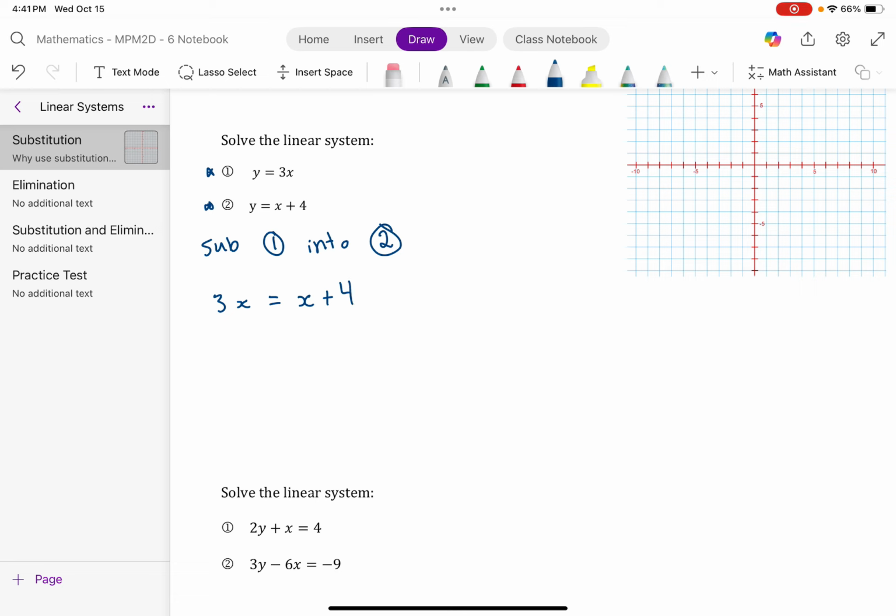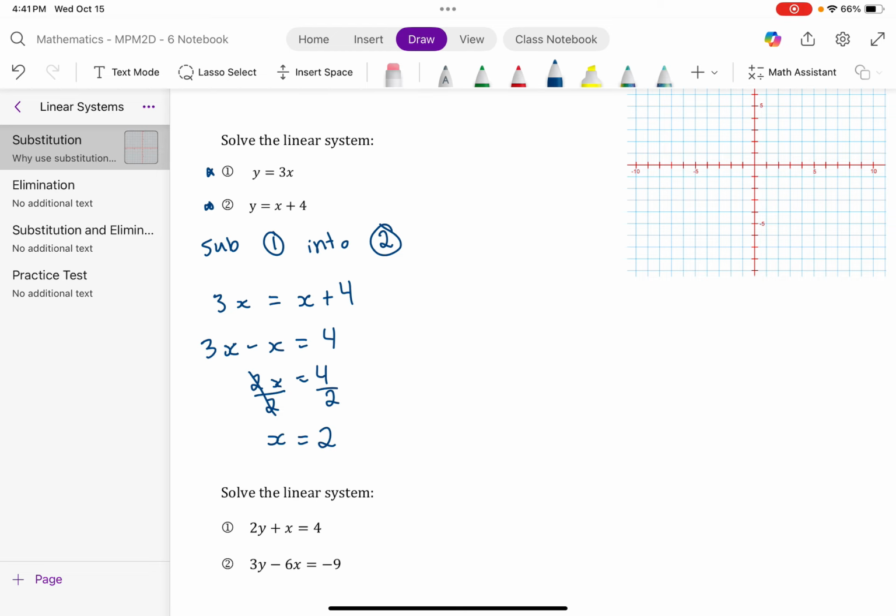Now we have actually gotten rid of the y variable altogether, and we can solve for what x is equal to in this instance here. So to do that, we can start by collecting like terms. We'll move that x term over from the right side of the equation to the left. It's going to become negative, so it's going to leave us with 2x is equal to 4. And if we divide by 2, x is going to be equal to 2.